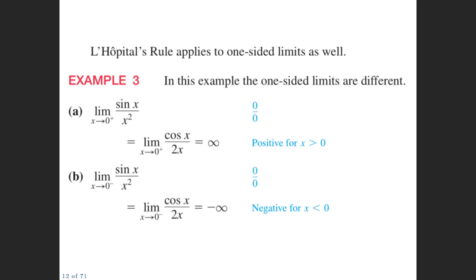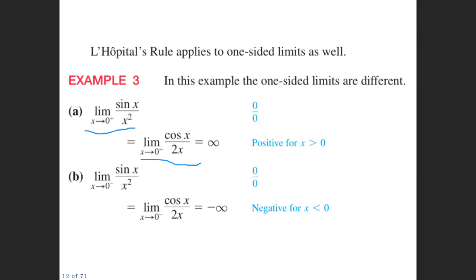L'Hopital's rule also applies to one-sided limits. For example, if we were trying to calculate the limit as x tends to 0 from the right of sine x over x squared, quickly check what do we get if we replace x by 0? We get 0 divided by 0. We're allowed to use L'Hopital's rule. We can differentiate the function on the top and differentiate the function on the bottom. Cos x divided by 2x.